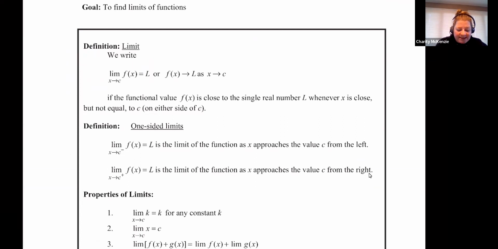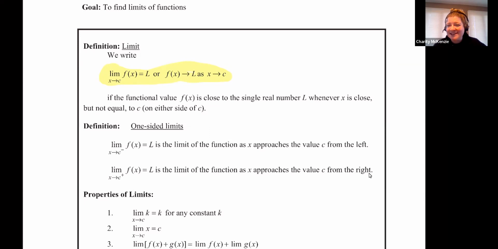The limit of the function is going to some number. So you can see right here is the main idea of a limit. That's the definition. If the function value is close to a single number, then whenever x is close but not equal to c on either side of c.